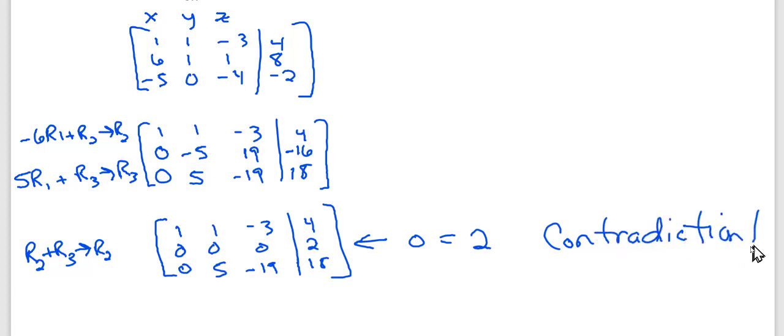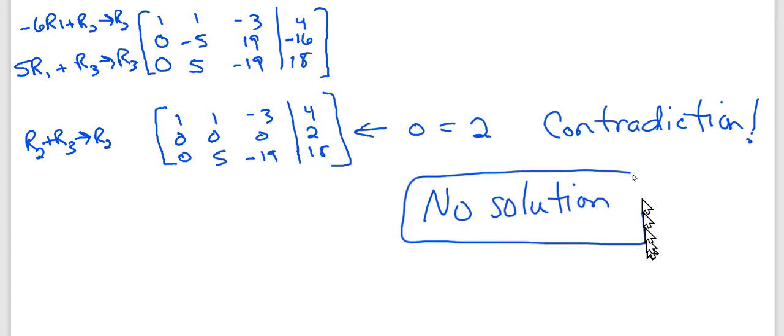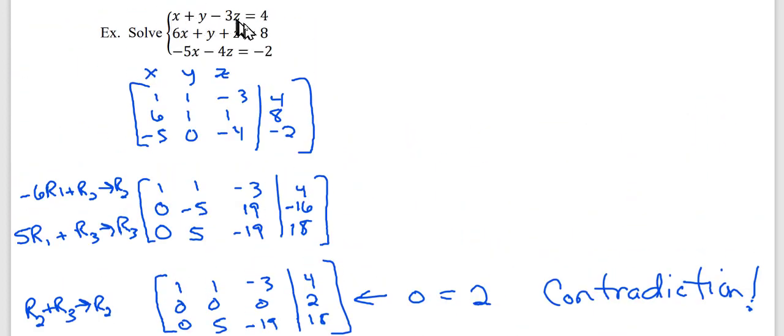Clearly, 0 is not 2 in our number system. So we have a contradiction there. We have no solution. Or we could say we have an inconsistent system of equations here. This is not possible. There are no x, y, and z that will make these 3 equations true.